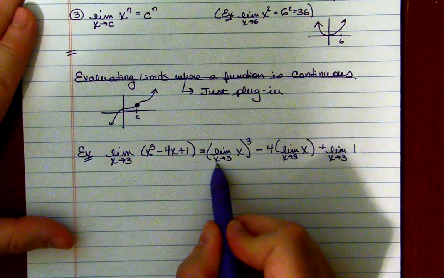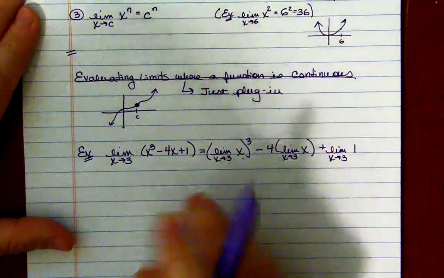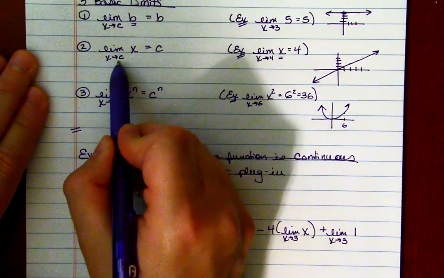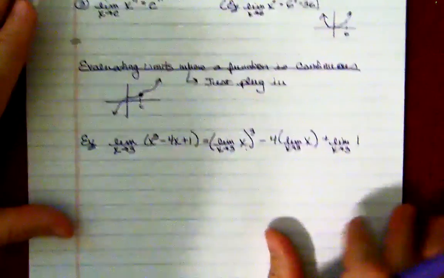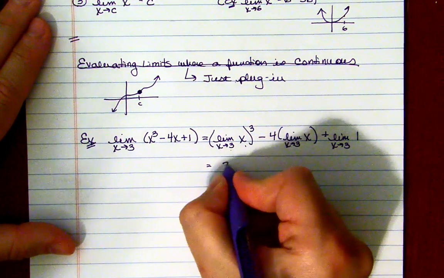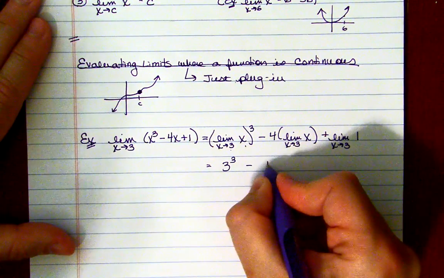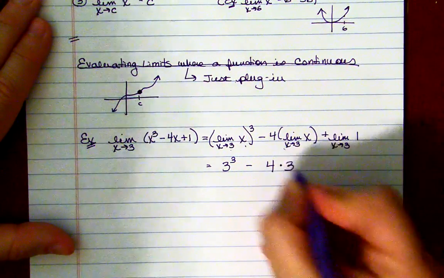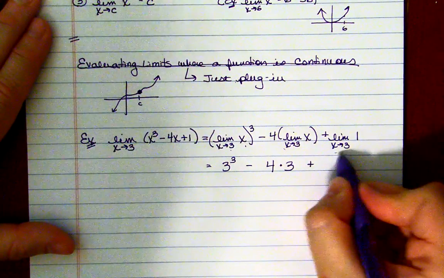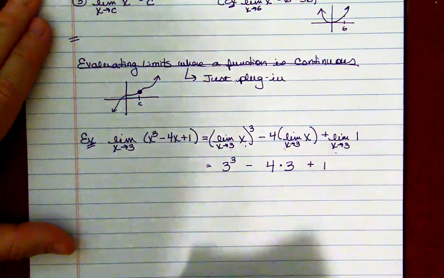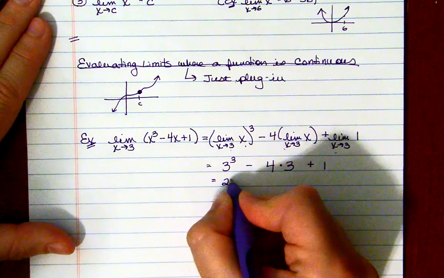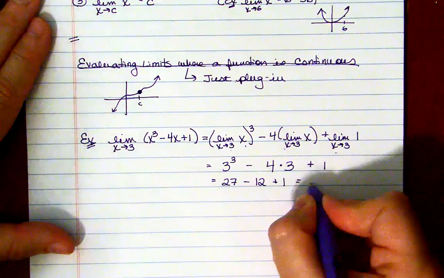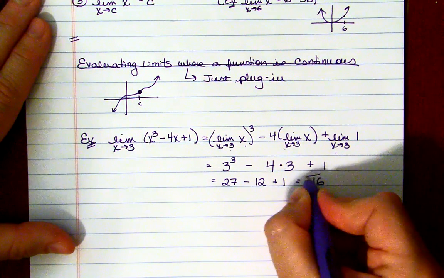How do you figure out the limit as x approaches 3 of x? Well, by our second of three basic limits, I know I can just plug in that number to where the x is, and I'm just going to get 3. I'm going to say 3 cubed minus 4 times the limit as x approaches 3 of the function x, which is again 3, plus the limit as x approaches 3 of the constant function 1, which is 1. We're going to get 27 minus 12 plus 1. That should end up equaling 16.